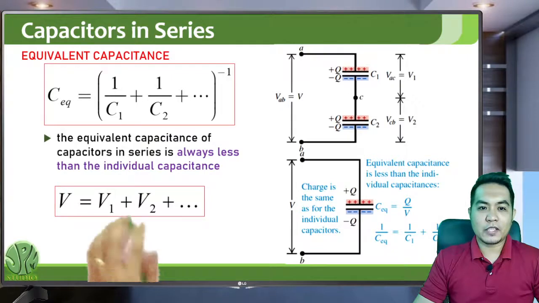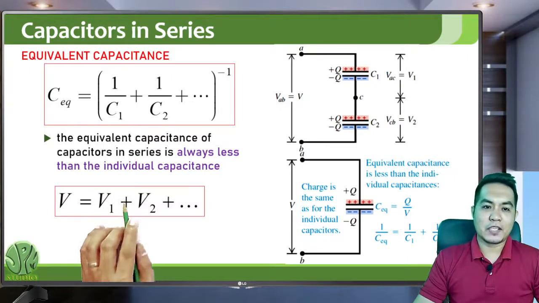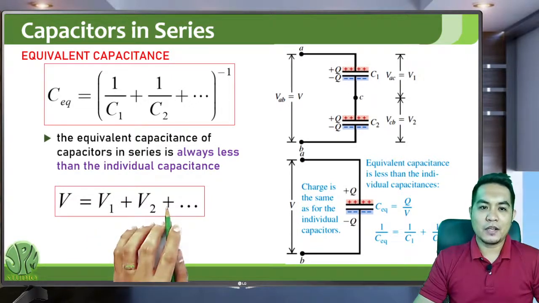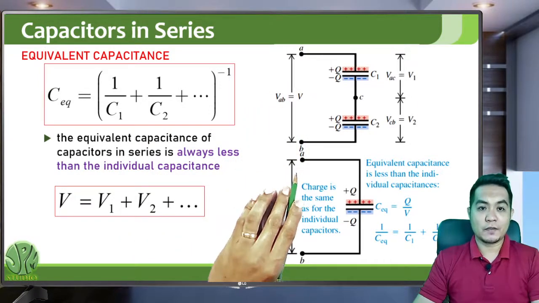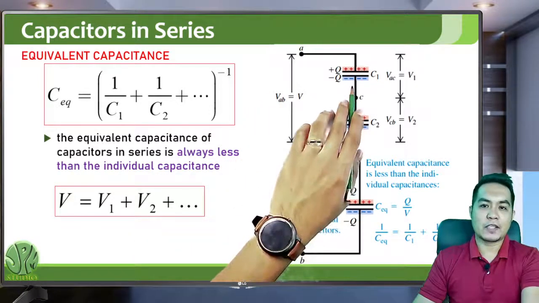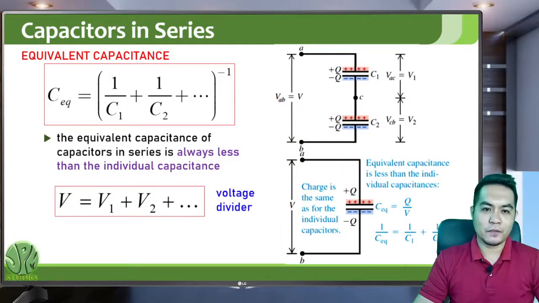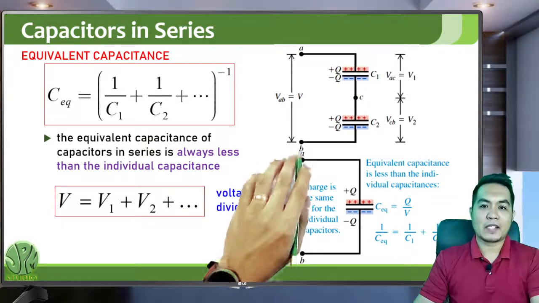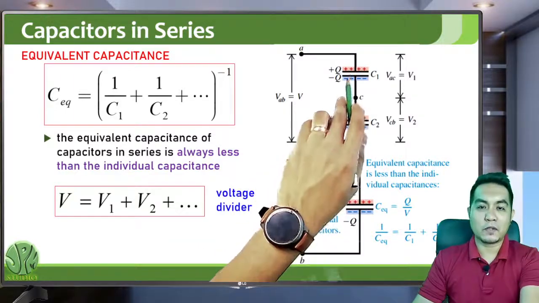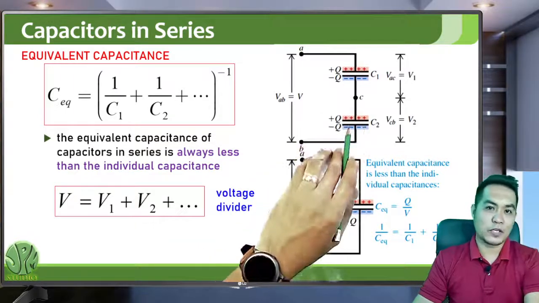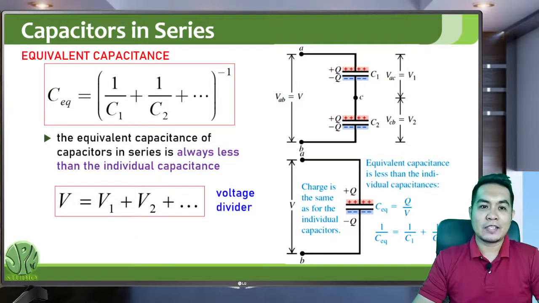The voltages across capacitors in series are just added. So the total voltage of the circuit is just the voltage of capacitor 1 plus the voltage of capacitor 2. So the voltage is actually divided among the capacitors. If the voltage of this circuit is 3 volts, it can be 1 volt goes to capacitor 1 and 2 volts goes to capacitor 2. So a series connection is a voltage divider.